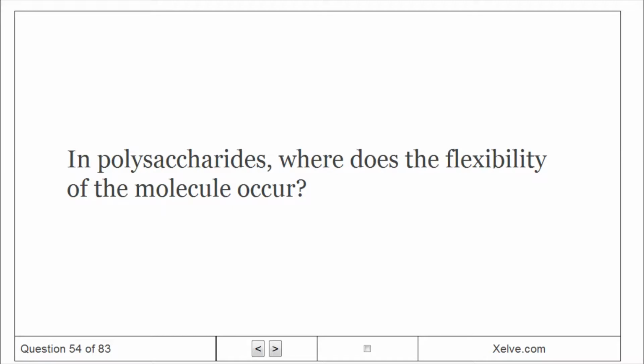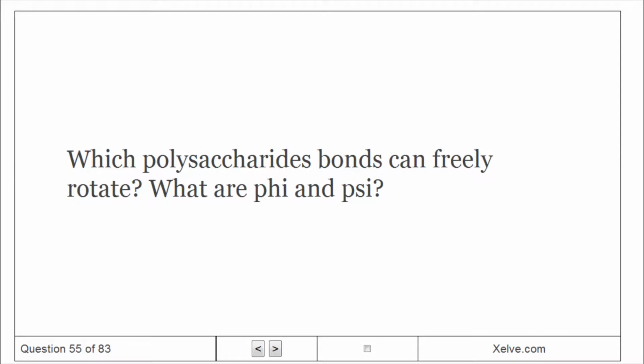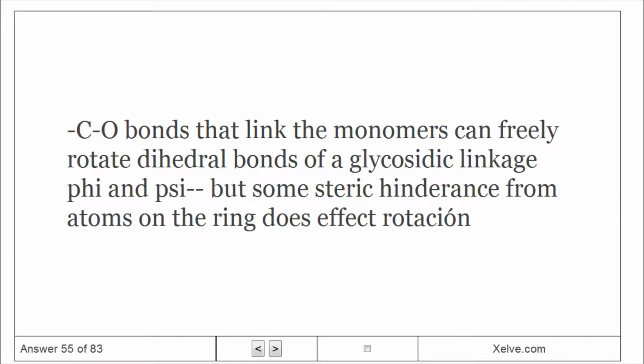In polysaccharides, where does the flexibility of the molecule occur? The flexibility lies in the bonds between the monomers, because monosaccharide rings are rigid. Which polysaccharide bonds can freely rotate? What are phi and psi? The C-O bonds that link the monomers can freely rotate, the dihedral angles of a glycosidic linkage being phi and psi, but some steric hindrance from atoms on the ring does affect rotation.